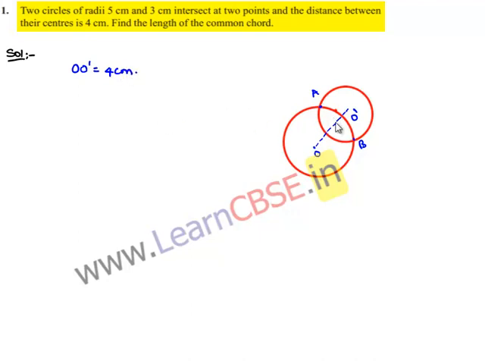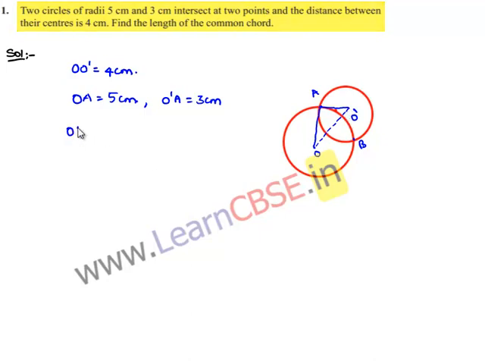And the radii of the circles are given as 5 centimeters and 3 centimeters respectively, that is OA will be equal to 5 centimeters, and O dash A will be equal to 3 centimeters. Let us join OA and O dash A.